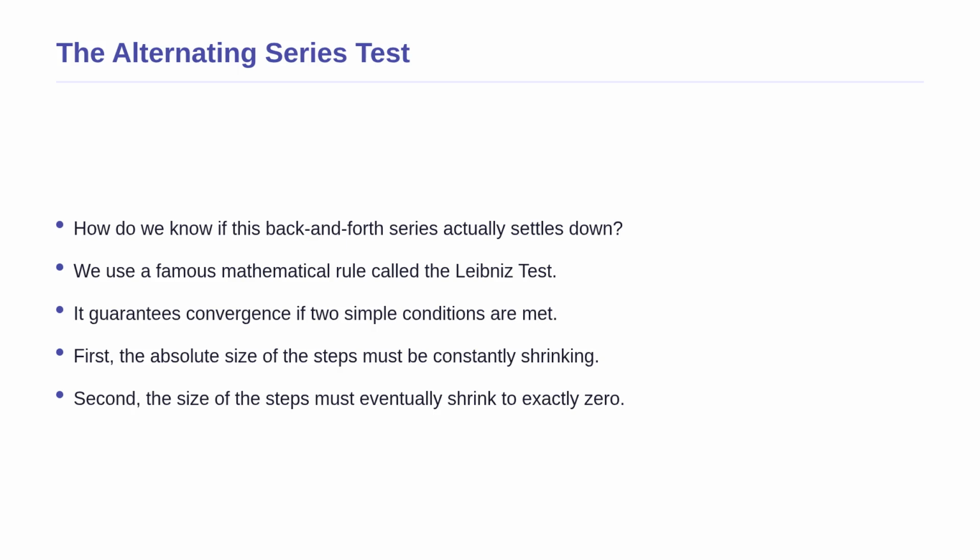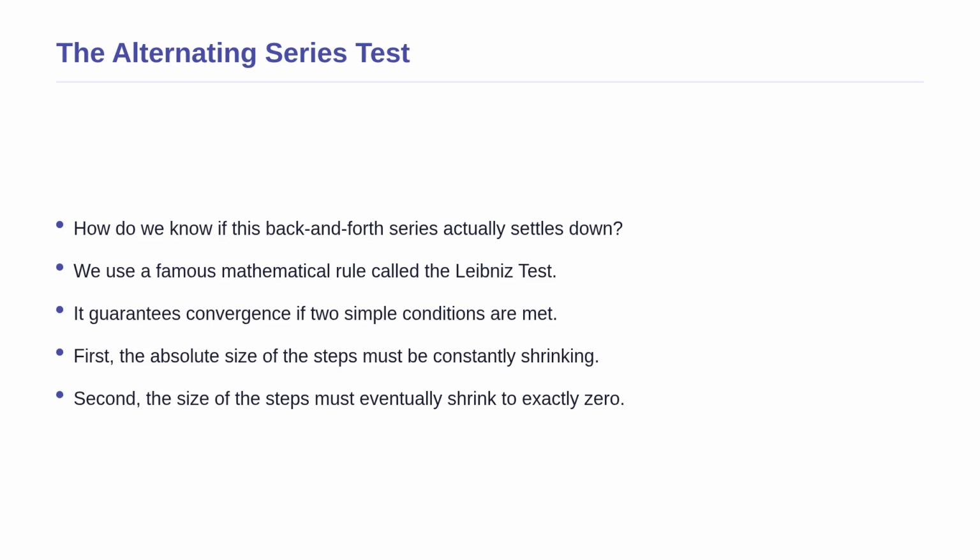This formula we just saw leads us to an important question. How do we know if this back and forth series actually settles down to a single number? To answer this, we use a famous mathematical rule called the alternating series test, widely known as the Leibniz test. The Leibniz test states that an alternating series will definitively converge, meaning it will settle on a finite number, if it meets two simple conditions.